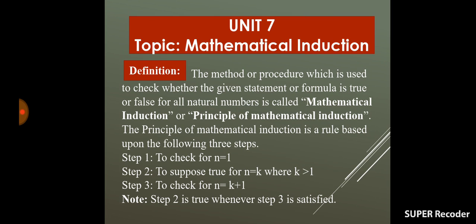Note: Step 2 is true whenever step 3 is satisfied. Dear students, as we know that step 2 is a supposition that the given statement is true for n is equal to k. This supposition becomes true whenever step 3 is true for n is equal to k plus 1.